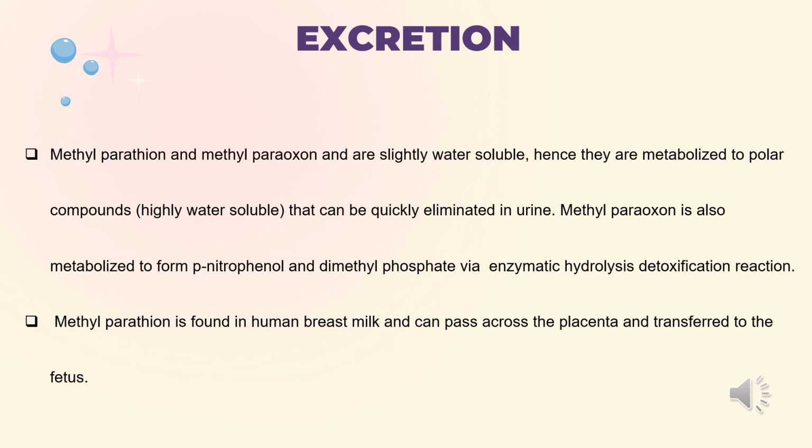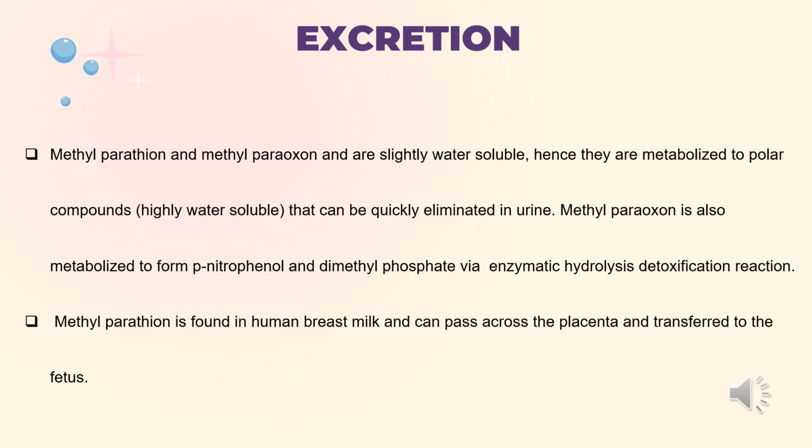Methylparathion and methylparaoxon cannot be eliminated in urination because both compounds are lipophilic, having low water solubility. Hence, both compounds are metabolized to form a polar compound like P-nitrophenol, which is highly water soluble. Like in the phase 2 metabolism of methylparathion that produces P-nitrophenol, methylparaoxon can also be metabolized to form the same compound via enzymatic hydrolysis reaction. This reaction also forms another polar compound, dimethylphosphate. P-nitrophenol and dimethylphosphate are quickly excreted in urine.